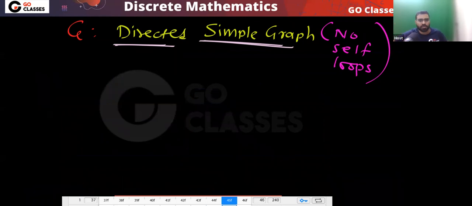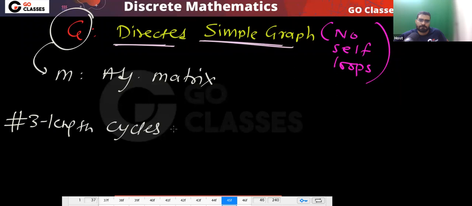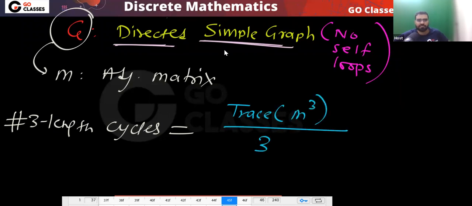So what should be the final conclusion? If you have a graph G, and let's assume M is the adjacency matrix, then what is the number of three length cycles? The number of three length cycles will be just the trace of M power 3 divided by 3. Simple, right? Are you finding these things interesting and simple? All these applications are interesting and simple once you understand. So this is the final conclusion.